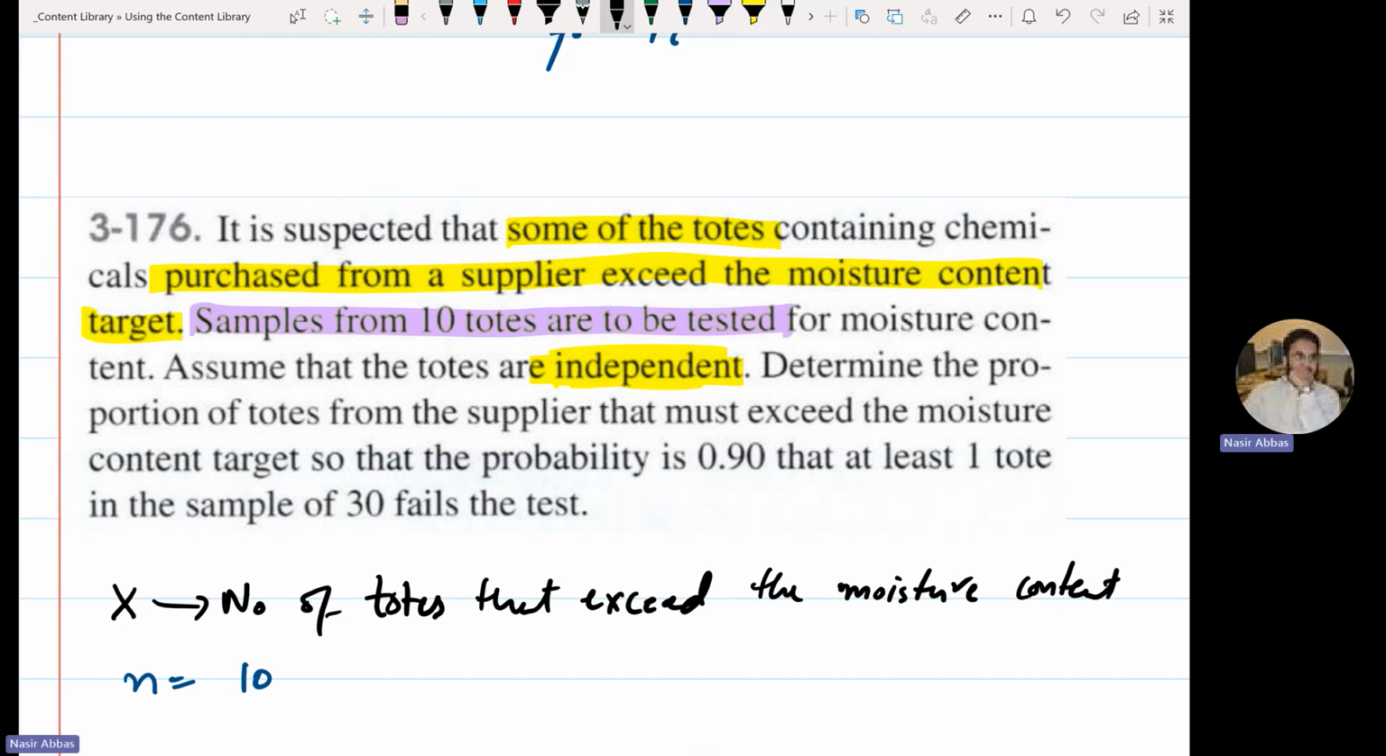Determine the proportion of totes from the supplier that must exceed 76. Okay. Determine the proportion of totes from the supplier that must exceed the target so that the probability is 0.9 that at least one tote in the sample fails. What is required? What is given?